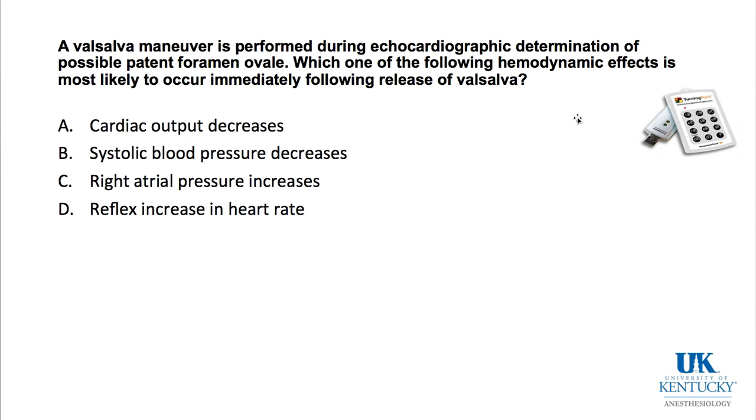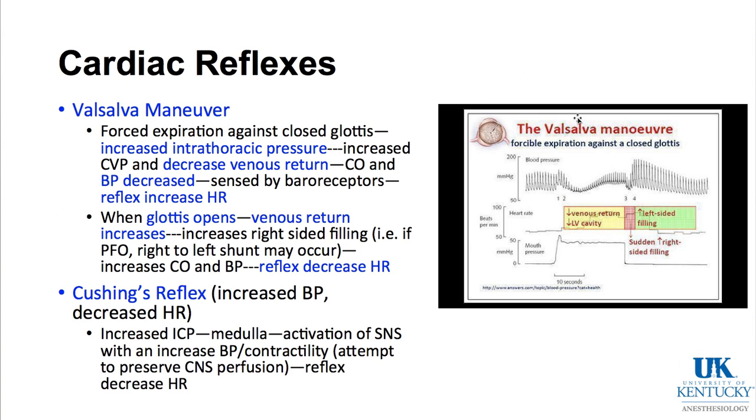Well, the cardiac output with release of Valsalva, you have increased return of blood to the heart, and cardiac output will increase. The systolic blood pressure, as volume returns to the heart as the intrathoracic pressure decreases when you release Valsalva, goes up. Right atrial pressure does increase because as intrathoracic pressure decreases, filling of the right side of the heart and eventually left side of the heart increases. And you're going to get a reflex decrease in heart rate. So let's look at that Valsalva maneuver in detail next.